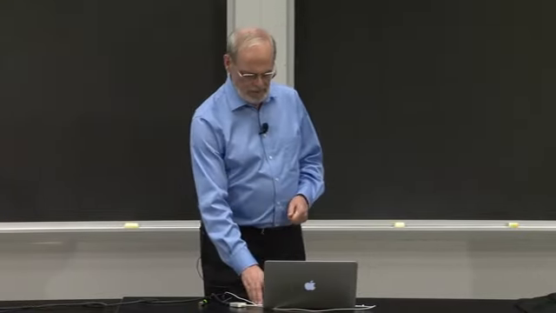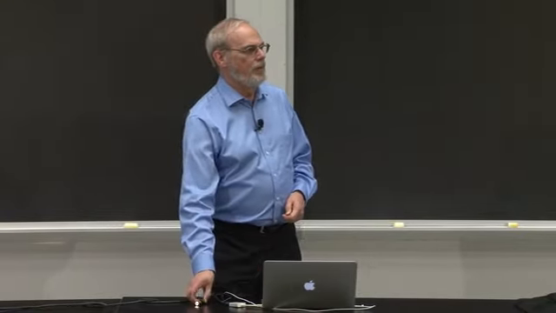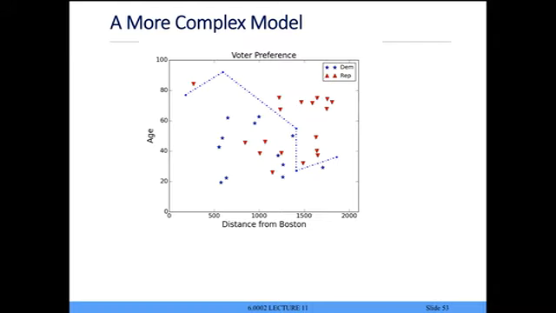Not great. Well, here's a more complicated model. And this is where you start getting worried about overfitting. Now what I've done is I've come up with a sequence of lines that separate them. So everything above this line, I'm going to say is a Republican. Everything below this line, I'm going to say is a Democrat. So I'm avoiding that one, I'm avoiding that one. I'm still capturing many of the same things.